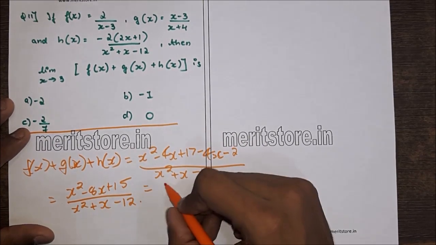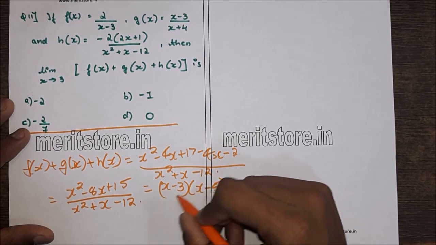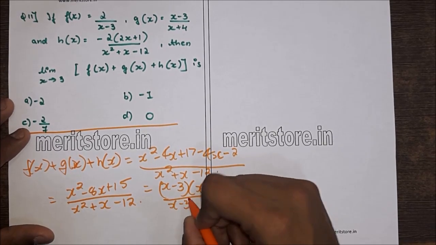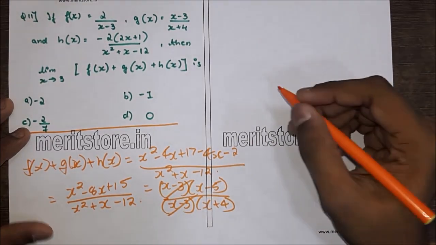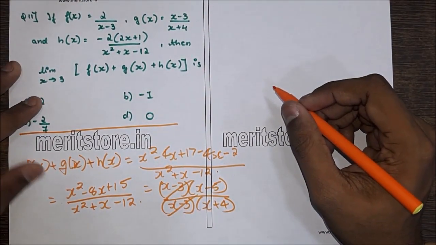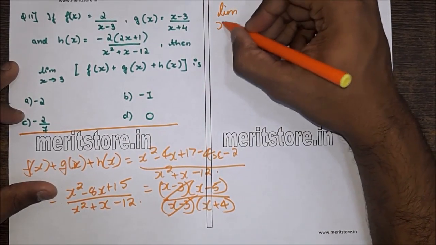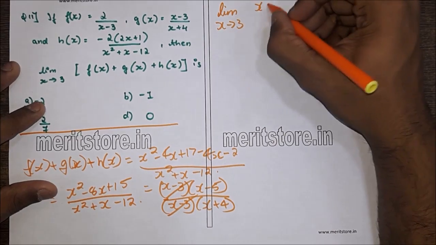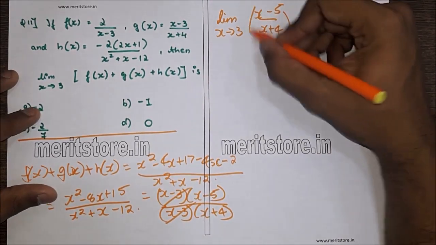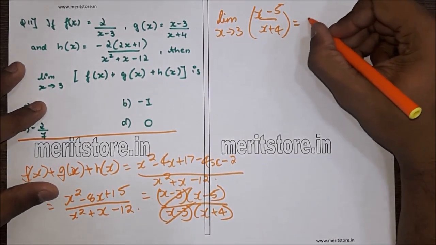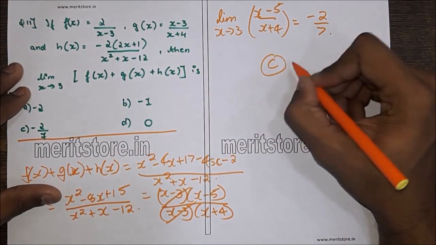To solve this, we are left with x minus 3 into x minus 5 upon x minus 3 into x plus 4. X minus 3 cancel out, we are left with x minus 5 upon x plus 4. Therefore, we can now apply the limits. Limit of x tends to 3 of x minus 5 upon x plus 4. That is minus 2 by 7, which is option C.